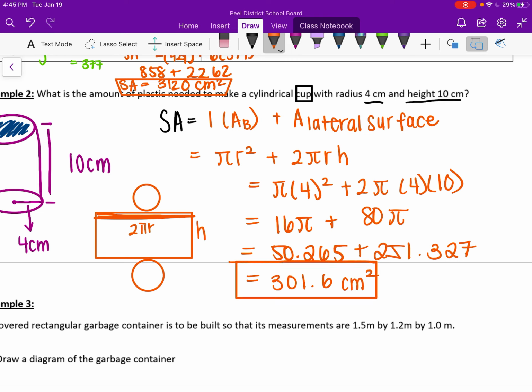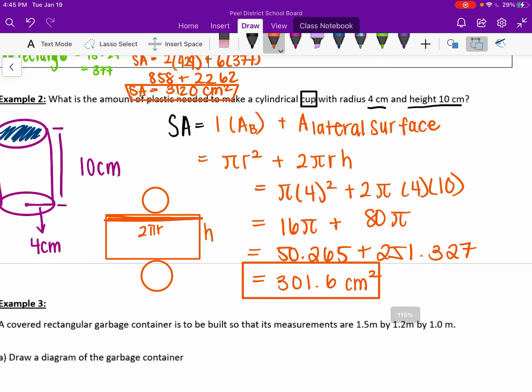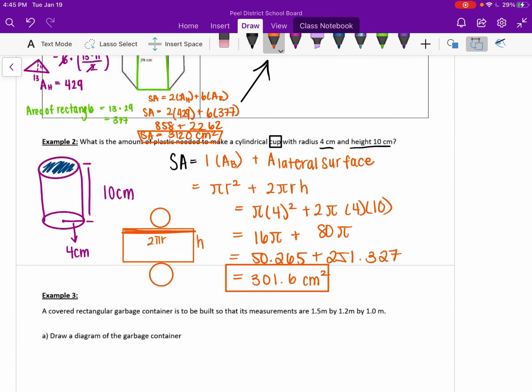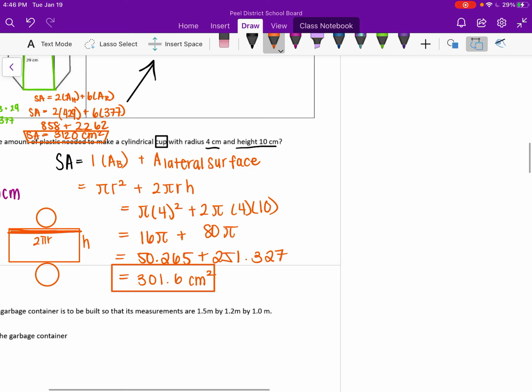Okay, and that is the answer. That is how much the surface area is, so therefore we need 301.6 centimeters squared of plastic for the cup.